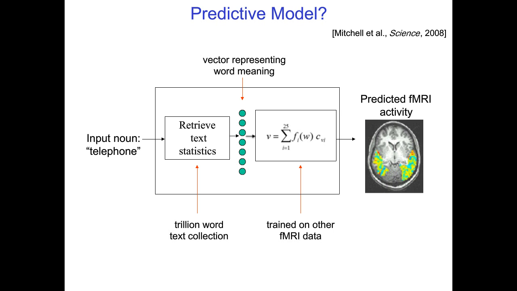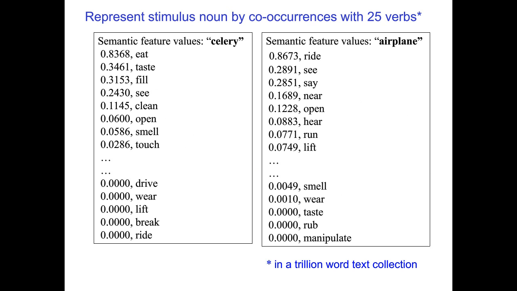And that gives us a vector representation of word meaning, which you see there in the green dots in the middle of the model. And then from that vector representation of the word meaning, we can train a system to predict the neural activity based on that vector. So let me show you in more detail what I mean by that. Here, for example, are the corpus statistics for, on the left, the noun celery. You can see it occurs a lot with the verb eat and the verb taste, but down at the bottom it doesn't occur very much with the verb ride. On the other hand, airplane, which is on the right here, you can see that occurs a lot with the verb ride and not very much at the bottom with the verb manipulate. So you can see that these corpus statistics roughly capture an operational version of the meaning of the nouns.